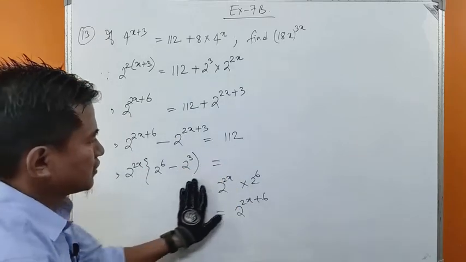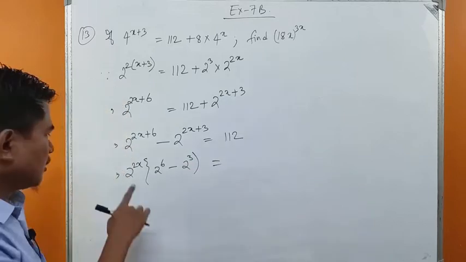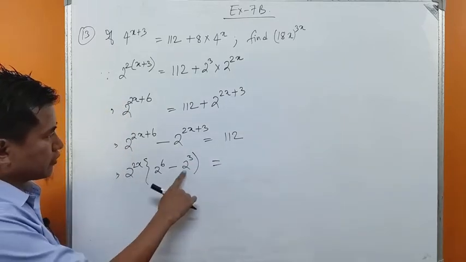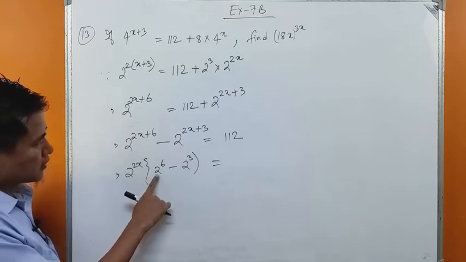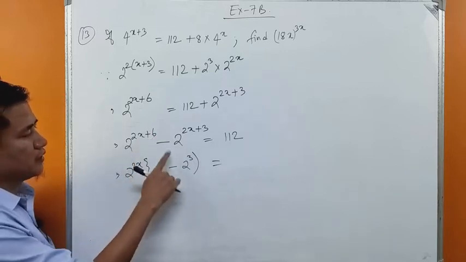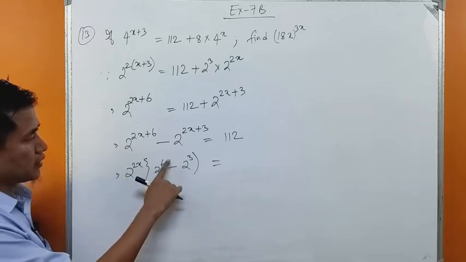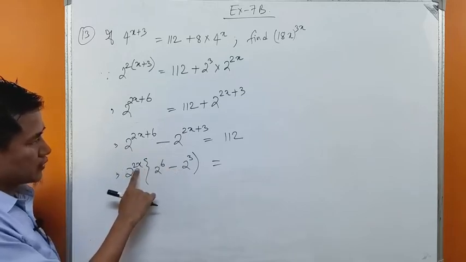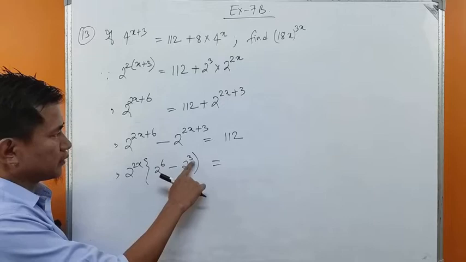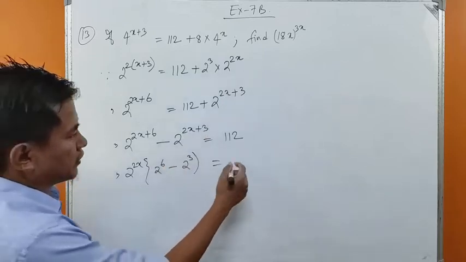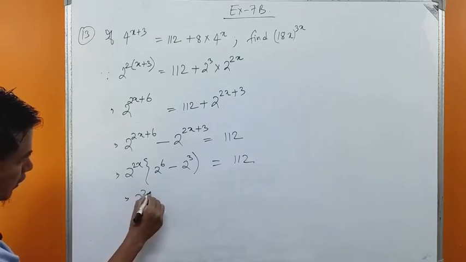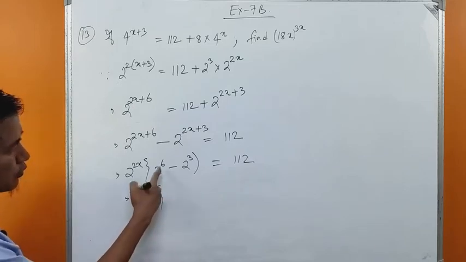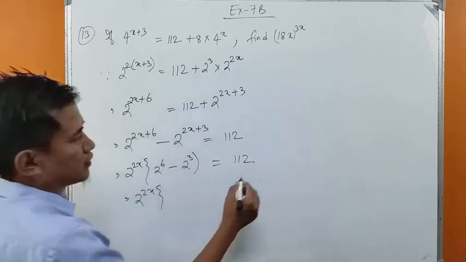What I mean to say by this is, when we multiply these numbers, we must get this, isn't it? So 2 to the power 2x into 2 to the power 6 gives us 2 to the power 2x plus 6, minus, plus into minus is minus. 2 to the power 2x into 2 to the power 3 gives us 2 to the power 2x plus 3 equals 112, or 2 to the power 2x, 2 to the power 6 means 64, isn't it?